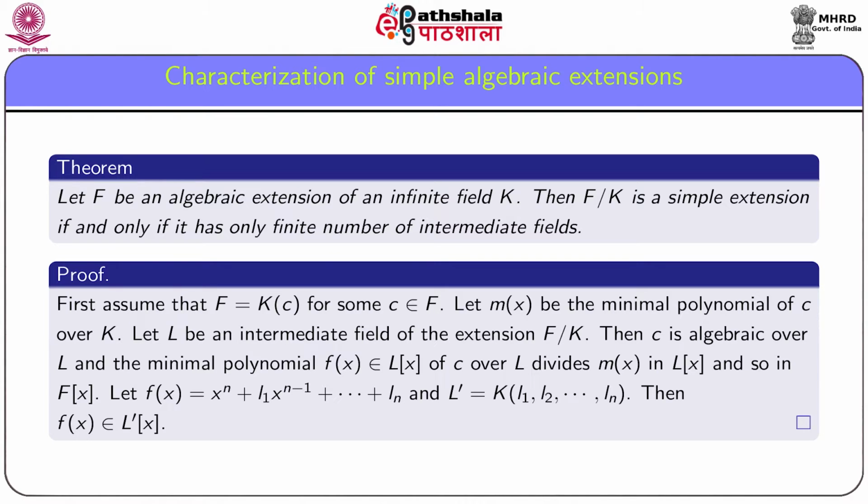Now, let me state the result. Let F be an algebraic extension of an infinite field K. Then, the extension F over K is a simple extension if and only if it has only a finite number of intermediate fields.